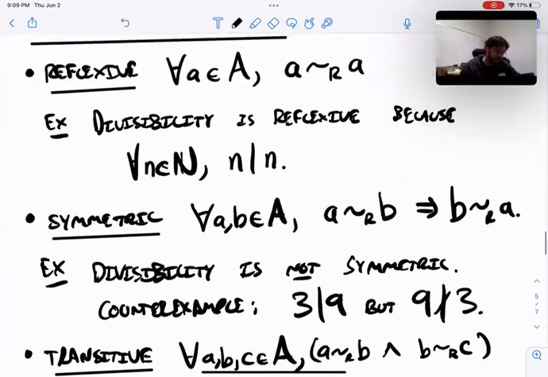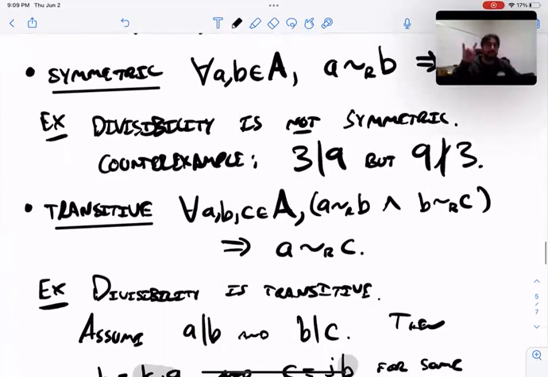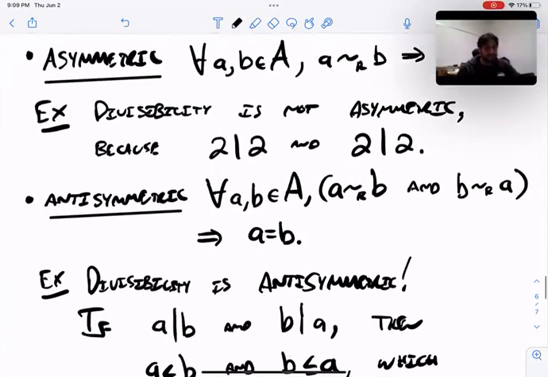These include: reflexive, does every element relate to itself? Symmetric, if A relates to B, does B relate to A? Transitive, if A relates to B and B relates to C, does A then necessarily relate to C? Asymmetric, if A relates to B, can you automatically conclude that B does not relate to A? And antisymmetric, is the only case in which A relates to B and B relates to A the case where A and B are equal to each other?